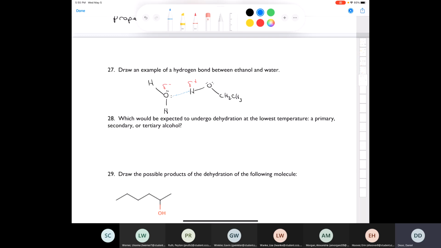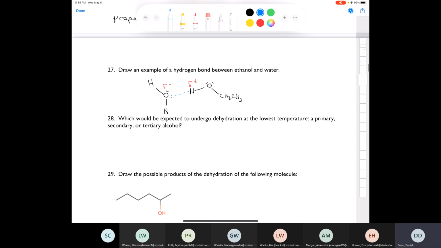Which would be expected to undergo dehydration at the lowest temperature? A primary, secondary, or tertiary alcohol? I would never ask you this question. Now you might be saying, well, then why is it in your review? Because it still warrants a discussion. Something I want to talk to you about briefly.